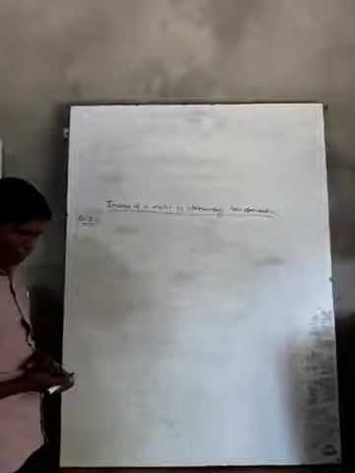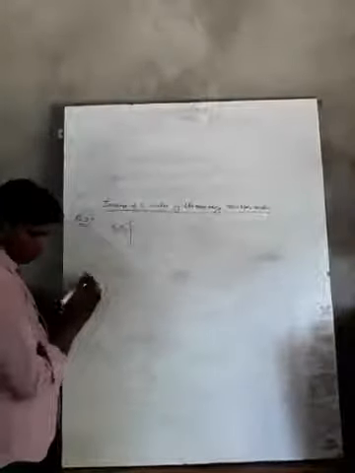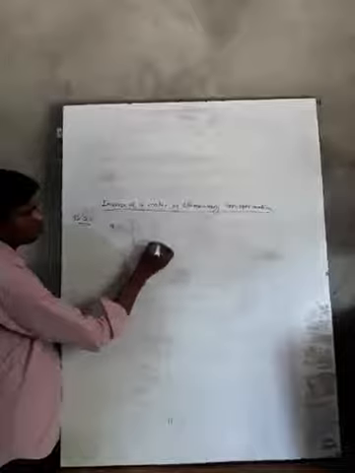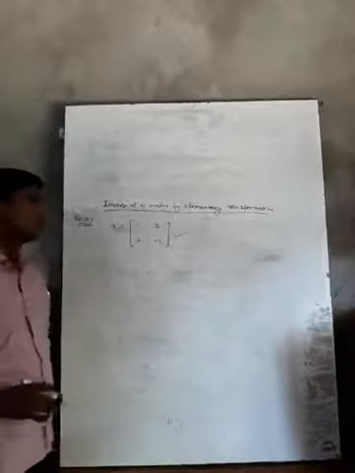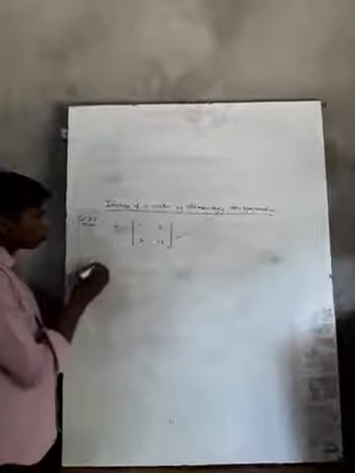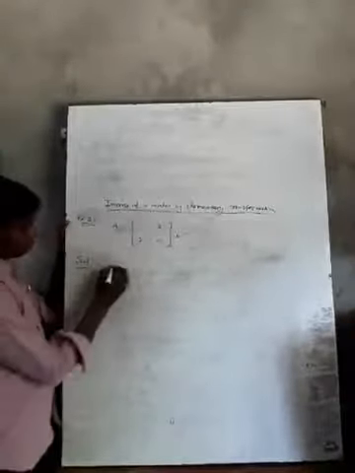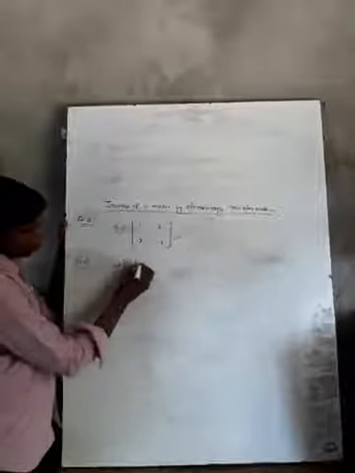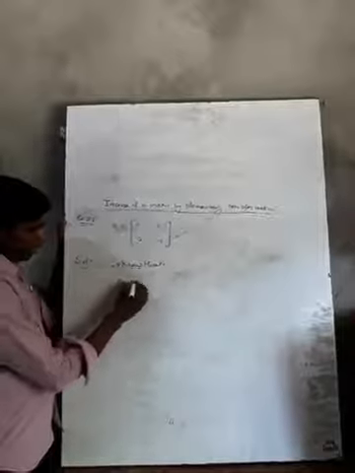By using the elementary operation, find the inverse of the matrix A is equal to [1, 2; 2, -1]. We have to find the inverse of this matrix with the help of the elementary operation. So look here, what is the solution step? How we will find the inverse of this type of matrix? So first of all, we know that we can write here A is equal to IA.